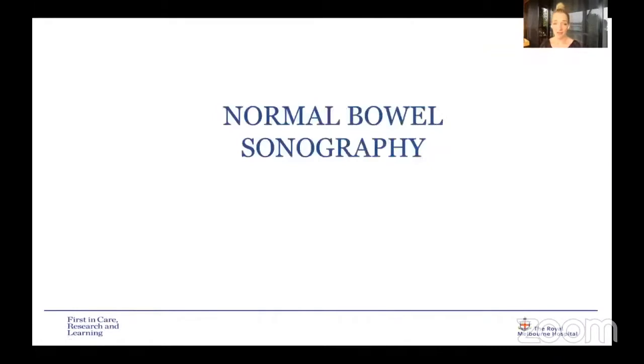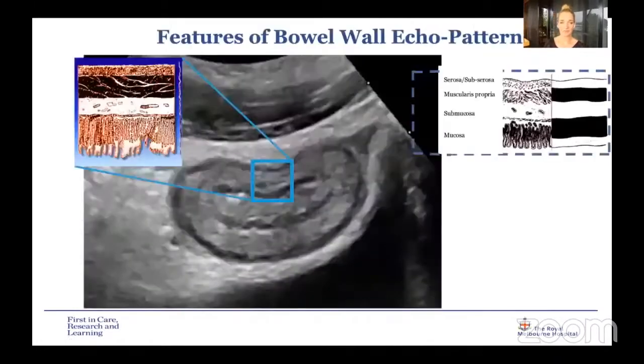So what do we expect to find on a normal bowel sonography? Well, this is a beautiful picture of a bowel wall, and as you can see, there are several layers of the bowel wall that are important to look for. This part in the middle is the lumen of the bowel. As you see, there are some white spots that are the gas pressing up against the mucosa, and this black line is that first layer of the mucosa.